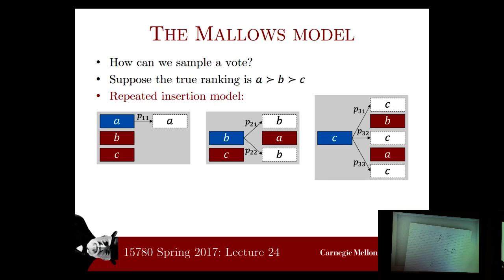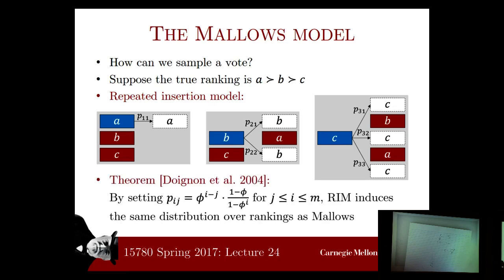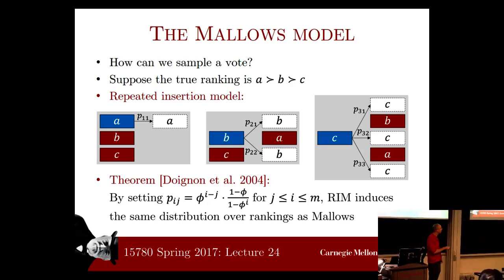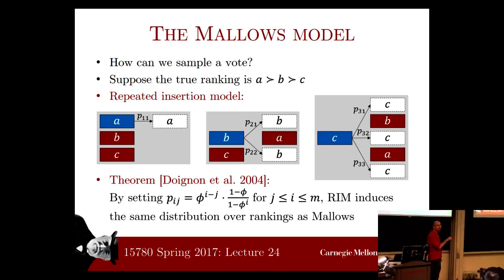Okay, and it turns out that if you set the probabilities Pij to be this thing, then this repeated insertion model induces the same probability distribution of rankings as the Mallows model with parameter phi. So this will be problem 2 on your homework. If you have any questions about what this model is, please ask now, or on Piazza later.